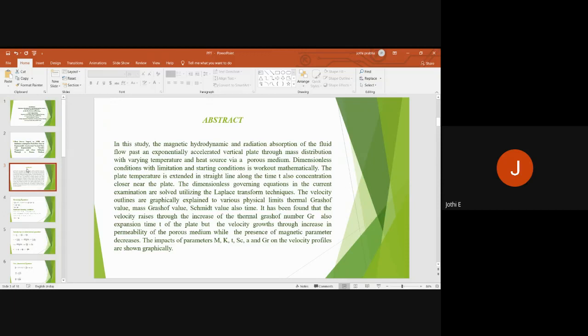The velocity profiles are graphically explained for various physical limits: thermal Grashof value, mass Grashof value, Schmidt value, and also time. It has been found that the velocity rises with the increase of thermal Grashof number Gr and also the expansion time t of the plate, and the velocity grows with increase in the permeability of the porous medium, while the presence of magnetic parameters decreases it. The impact of parameters M, K, t, Sc, a, and thermal Grashof number Gr on the velocity profile are shown graphically.